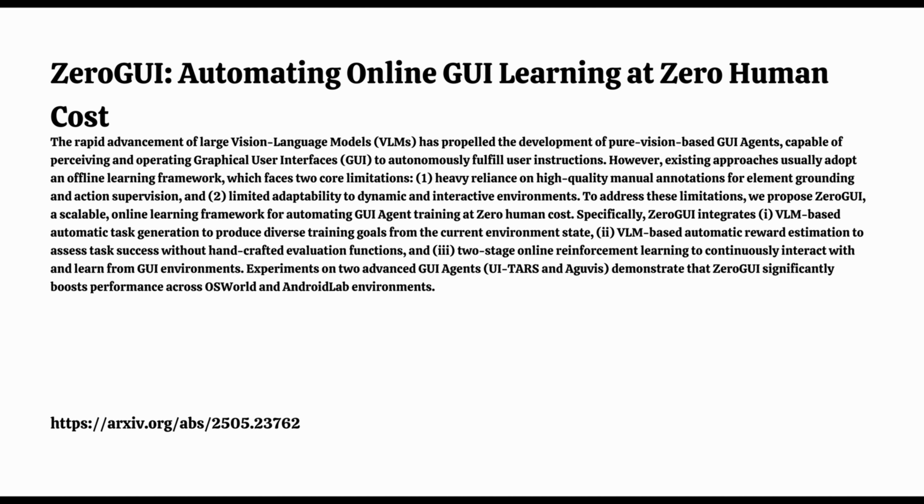That's the setup. And ZeroGUI is proposed as an online learning framework to tackle this. The agent learns by doing, interacting directly in the environment. And the key is automating that whole learning loop. Correct. Automating task generation, automating the reward signal, figuring out if the agent succeeded, and then using that to improve the agent via online learning. The paper breaks this down into three main components. Okay, let's take them one by one.